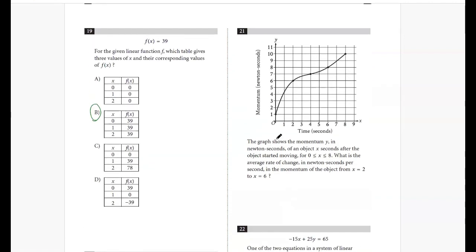The graph shows the momentum y in Newton seconds of an object, x seconds after the object started moving. For this range, what is the average rate of change in Newton seconds per second in the momentum of the object from x equals 2 to 6? So I'm going to get the slope. 8 minus 6, so this is equal to 2 over 4, which I can further simplify to 1 over 2.